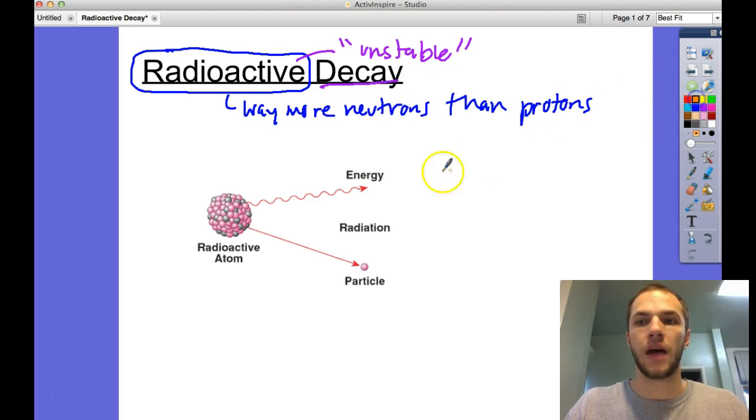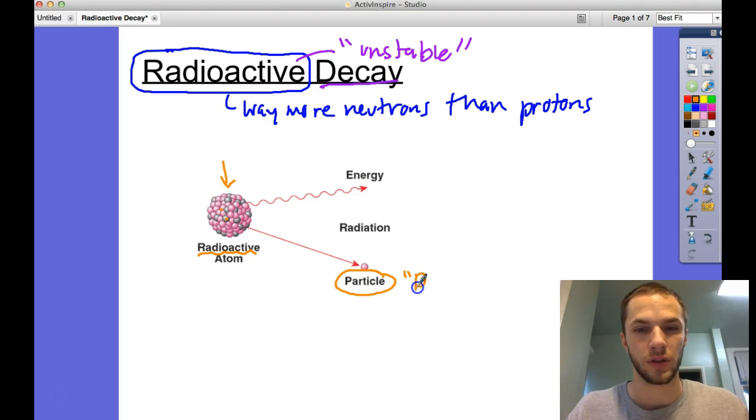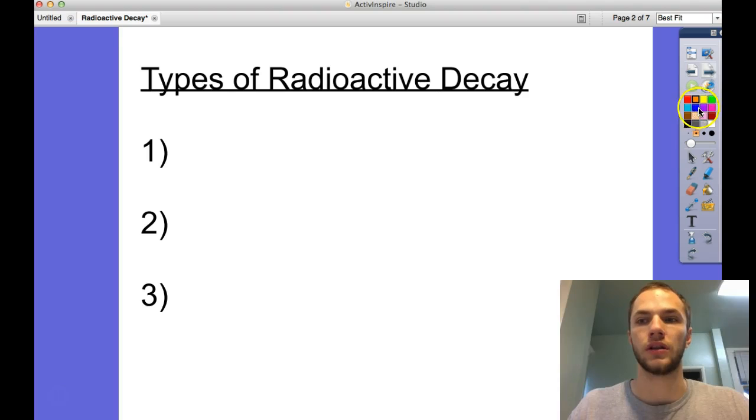Here's a radioactive nucleus, because we have protons and neutrons in here. The electrons aren't shown. If this atom is radioactive, it's unstable. And whenever an atom is radioactive, it's going to release some type of particle, which is the decay, and it's always going to give off some energy. We'll talk about how that energy can have a lot of effects on the environment and health. But the main thing to know is that when a radioactive atom decays, it releases a particle and a bunch of energy. And there are three types of decay that we're going to learn about.